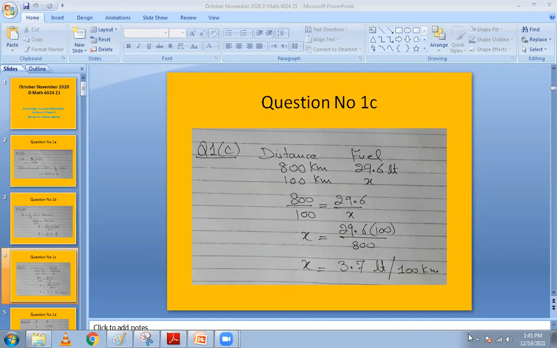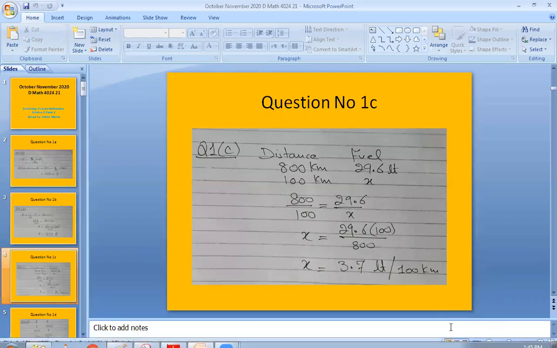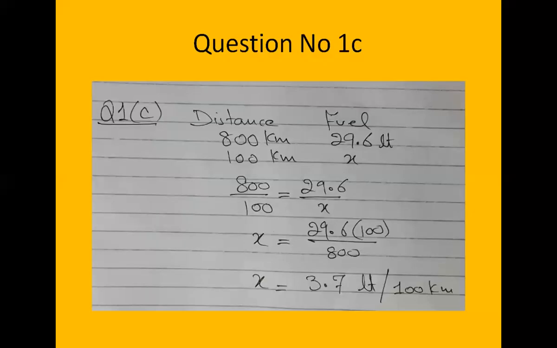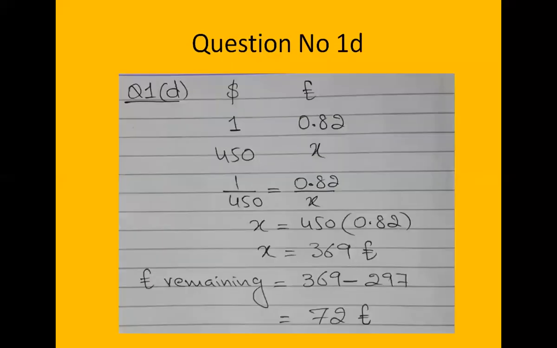Okay, so here we go. So this is how you do the money exchange: dollars, euros. This is also the method of proportions. And $1 means 0.82 euro. So he converted $450. How many euros will he get? 1 by 450 equals 0.82 divided by X. So cross multiply here. So X will be equals to 450 into 0.82, and that will be 369 euros.